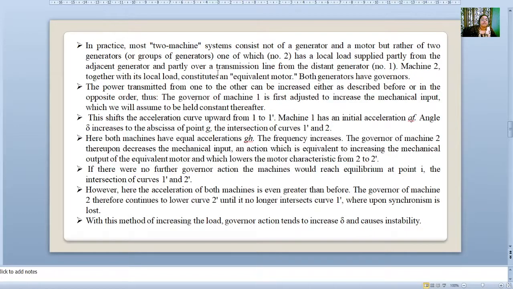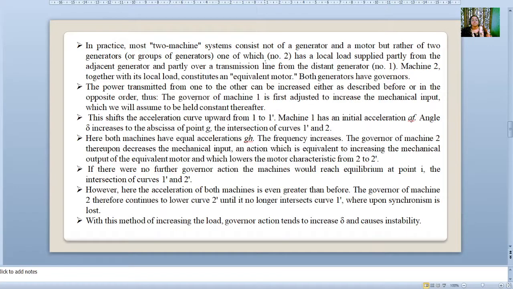Okay. In practice, as I have told, a two-machine system consists not of a generator and a motor, but rather of two generators, that means a group of generators, one of which, number 2, has a local load supplied partly from the adjacent generator and partly on the transmission line from the distant generator, number 1 machine. Machine 2 together with its local load constitutes an equivalent motor. Both generators have governors. This also I have told.